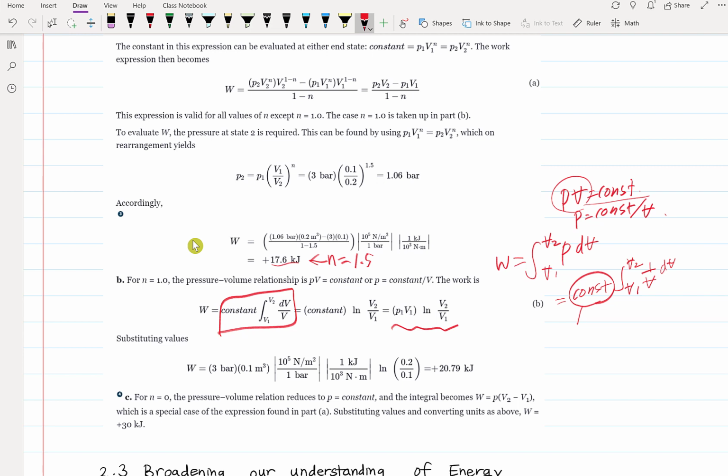So the constant is pressure times volume, P1 V1, or P2 V2. Since P2 is unknown, we are using P1 V1. So we calculated work when n is equal to 1.